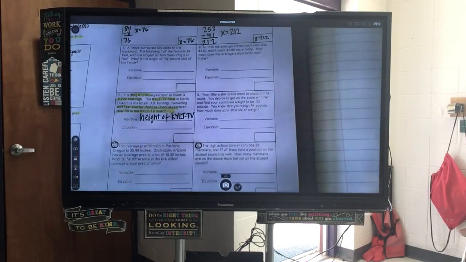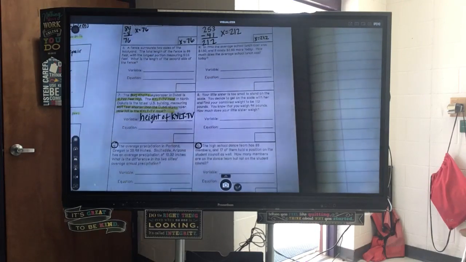2,722 is the total of what? What is that number representing in our problem? Emma? The Burj Khalifa skyscraper. Right, so that's essentially our total. So where is that going to go in our equation?